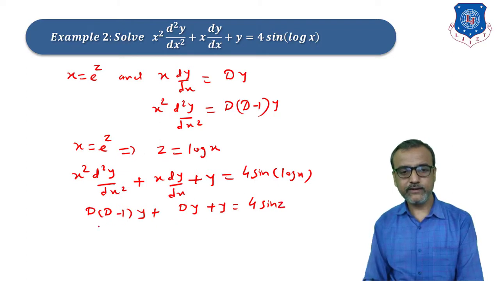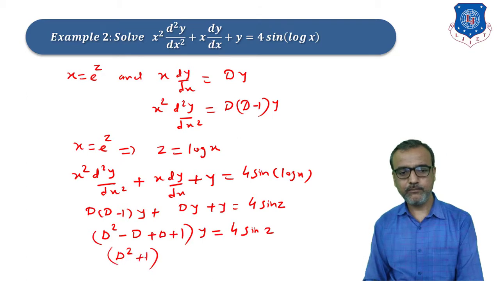Now simplifying this expression, multiplying D by D we have D square, and minus 1 times D gives minus D, then after plus D plus 1, we have taken y common, equals 4 sine z. Now minus D plus D will cancel out, so we have D square plus 1 times y equals 4 sine z.